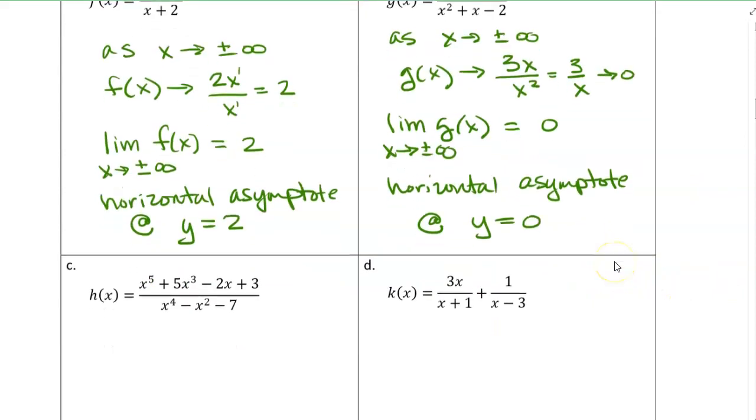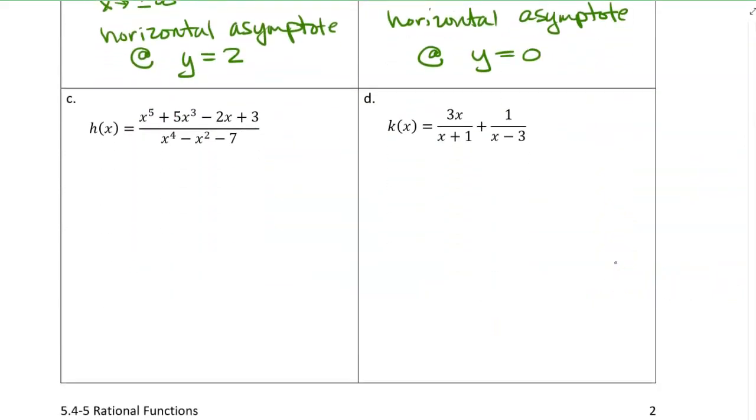All right, so let's look at the next one. Here we're going to again do the same thing. We're going to look at what happens as x goes to plus or minus infinity, and we're just going to look at the ratio of the leading terms in the numerator and denominator. So we have x to the 5th as the highest power of x in the numerator, and the highest power of x in the denominator is x to the 4th. Now, if I reduce that, it just becomes x.